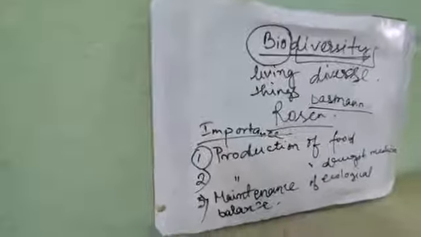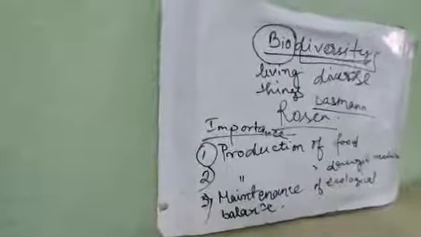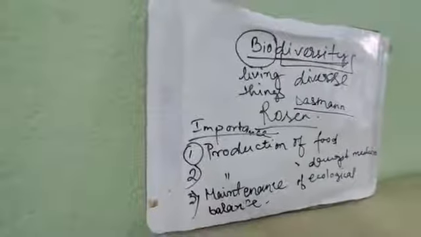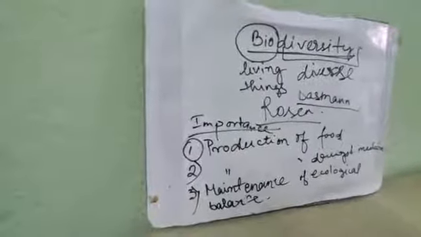Now we will learn about the importance of biodiversity. That means why it is important, why we will learn about it. So here is the thing. There are many importances, but at first we will discuss these first three. Point number one, production of food. Yes, different plants and animals are producing our food. That means they are the source of our food. They are providing us food.